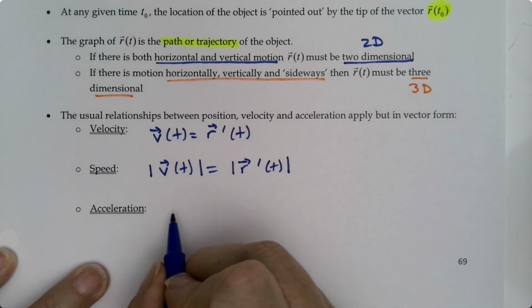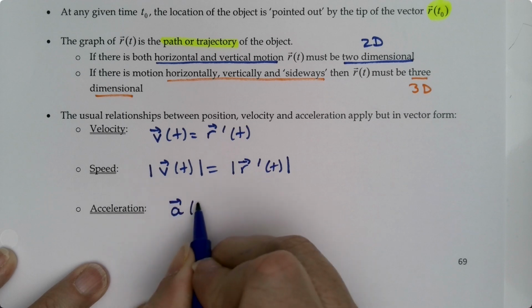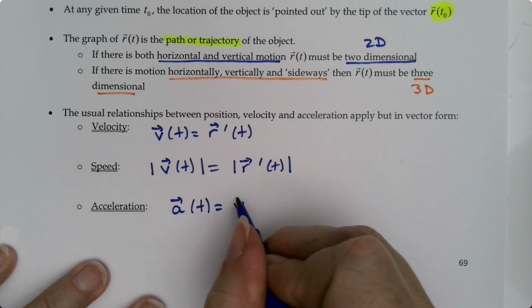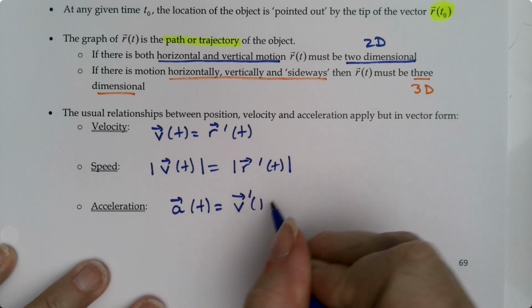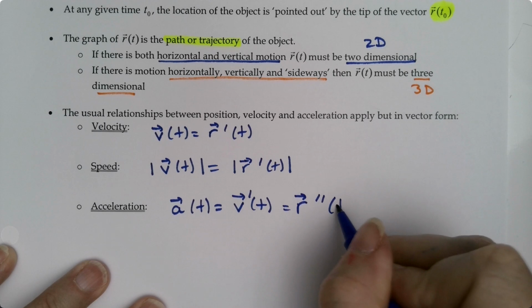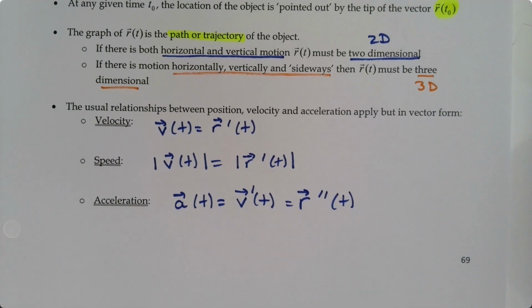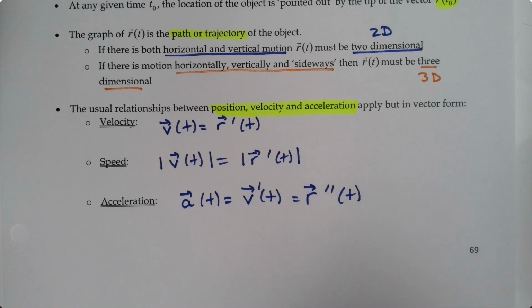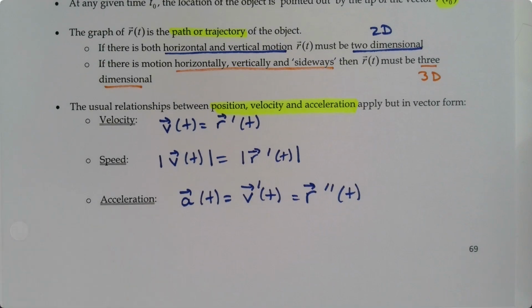And acceleration is a vector unto itself, and that would be the derivative of velocity, which of course is the second derivative of position. So those forms that we learned in Calc 1 for how velocity, speed, acceleration and position all relate to each other still hold. So Newton knew what he was up to when he came up with this stuff.